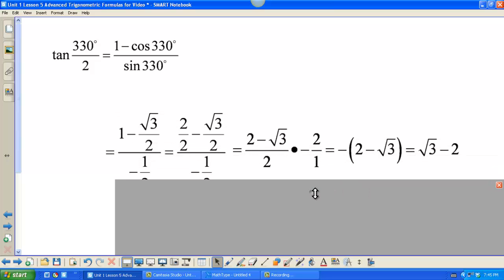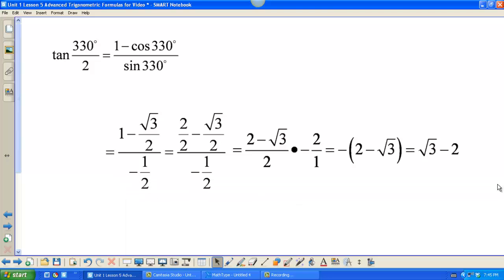So when I evaluate the cosine of 330, I get root 3 over 2. When I evaluate the sine of 330, because it's a fourth quadrant angle, I get negative half. So then in the next step, I represented 1 as 2 over 2. In the following step, I rewrote the numerator as 2 minus root 3 over 2, and I multiplied by the reciprocal of negative 1/2, which becomes negative 2 over 1. The 2's will cancel, leaving me with the negative quantity 2 minus root 3, which I could rewrite as root 3 minus 2.